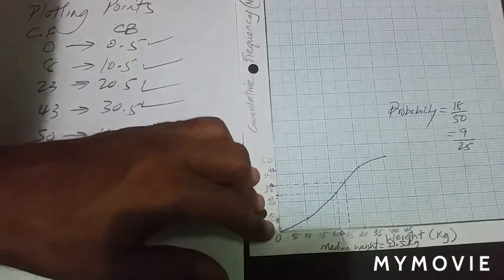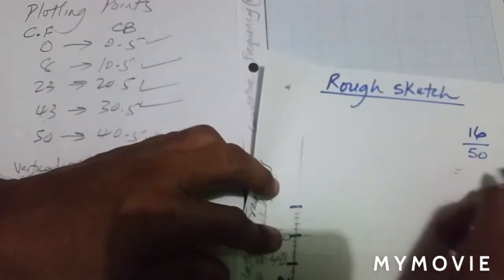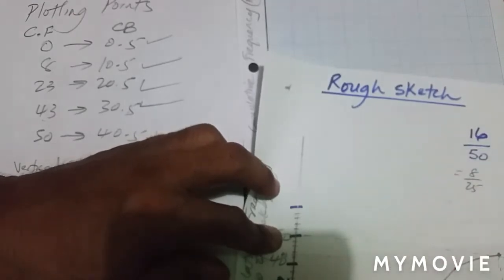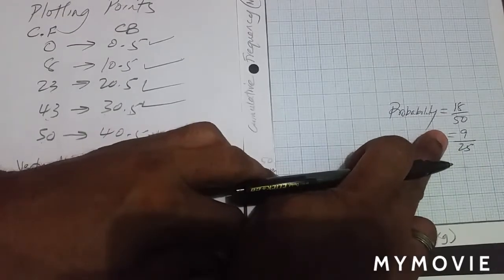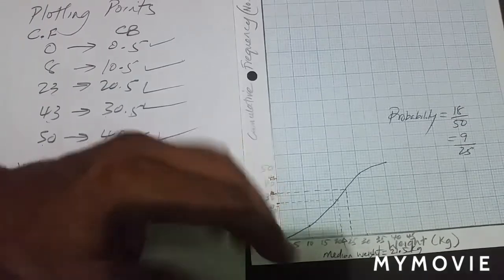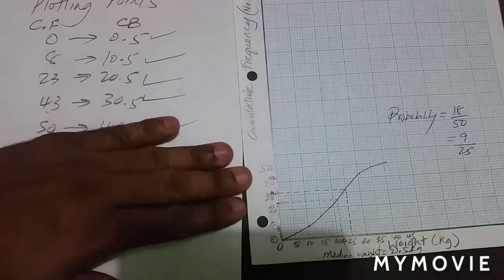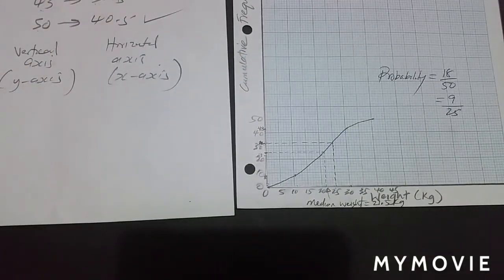I think when we did the rough sketch, we got 16 out of 50, which would be 8 out of 25. So it was pretty close in terms of accuracy compared to the sketch. All right. So I want you to look closely at these things here and get a feel of what the cumulative frequency curve is about in terms of you actually doing it on graph sheet.